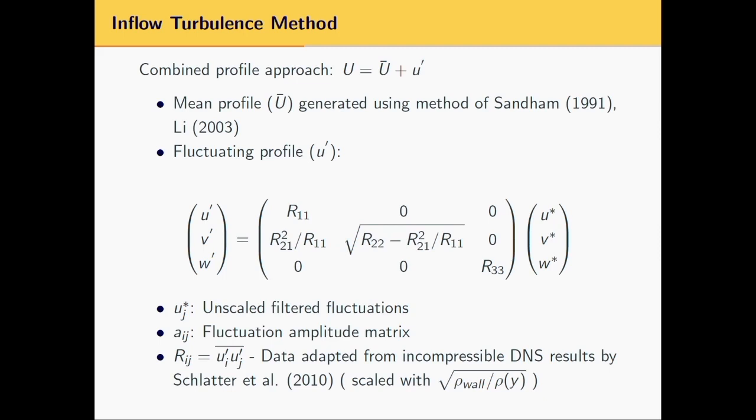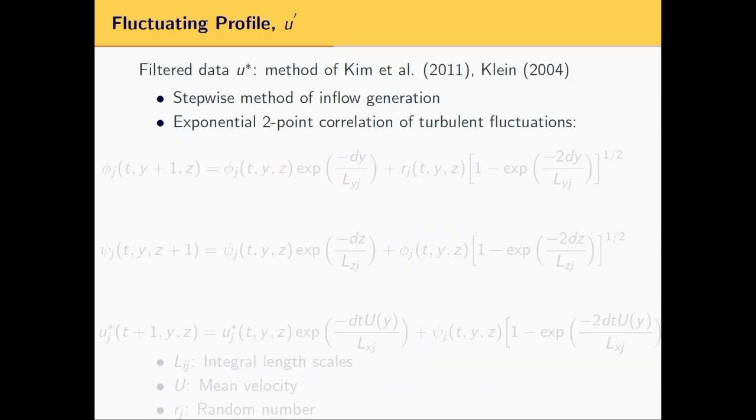So first we have the unscaled fluctuations, which is basically a correlated field of random numbers, which I'll get to in a moment. And this is then scaled to the right Reynolds number distribution, so that the intensity of the fluctuations resembles a real turbulent boundary layer.